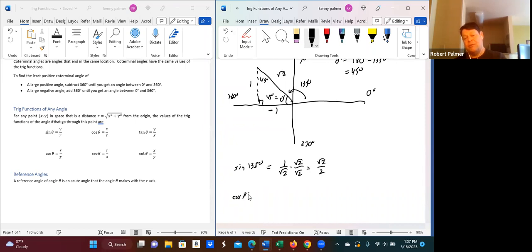Cosine of 135 degrees, okay, is going to be x over r, or adjacent over hypotenuse. So that's going to be negative 1 over the square root of 2. That's going to multiply the top and bottom by the square root of 2. And that's going to be negative square root of 2 over 2.